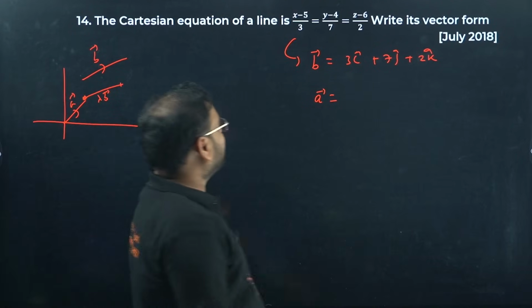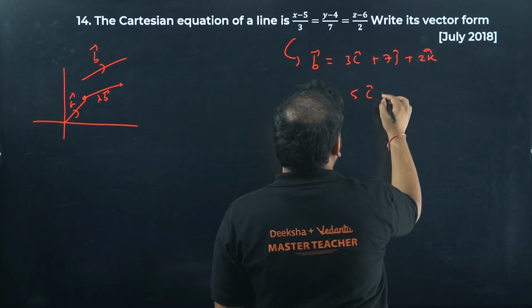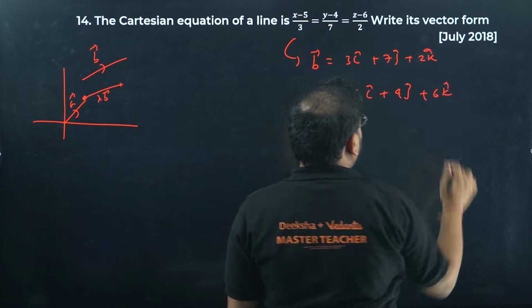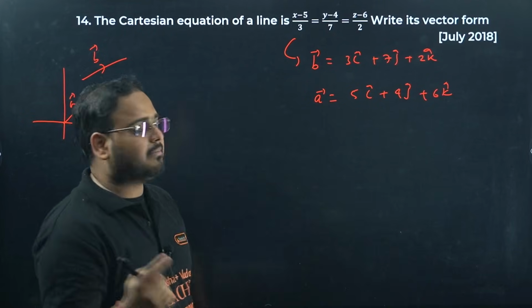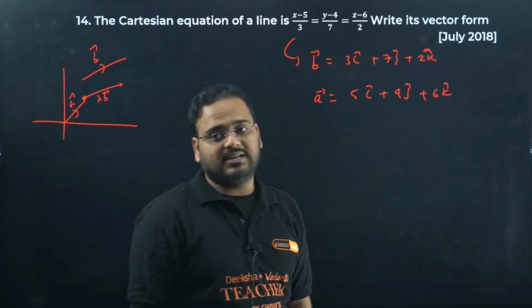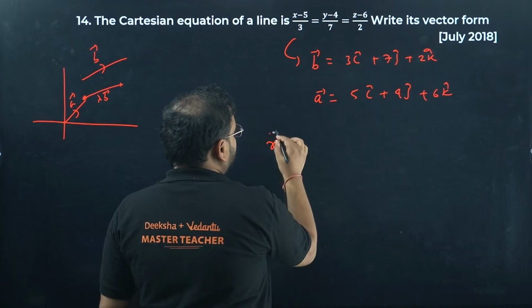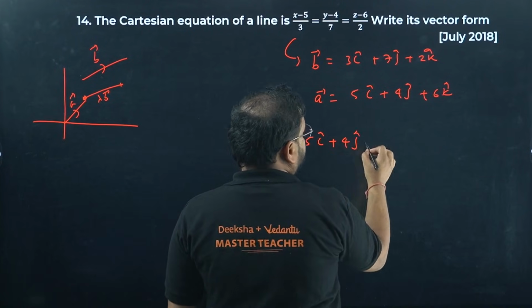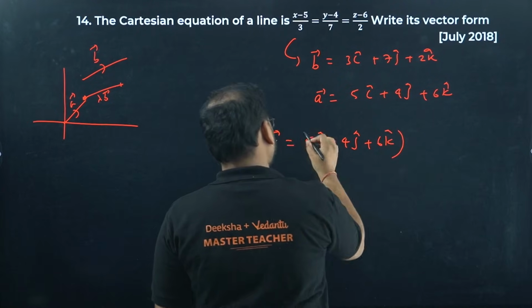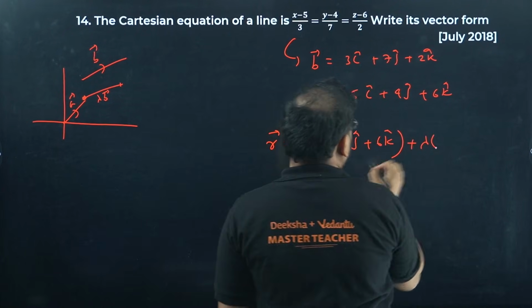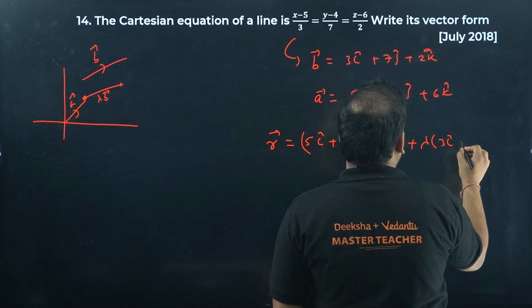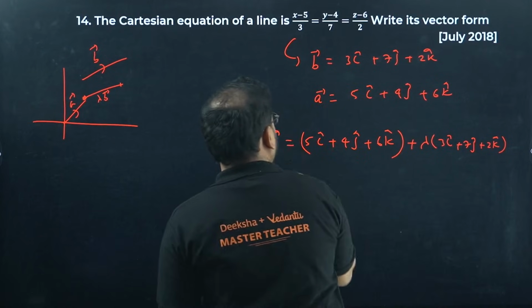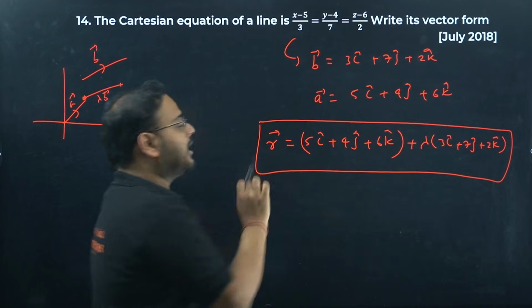Check here, vector A will be 5 i cap, 4 j cap, and 6 k cap, because the form is x minus x1, y minus y1, and z minus z1. This is x1, y1, and z1. Now the required answer in general form is: lambda times 3 i cap, 7 j cap, and 2 k cap. Sir, this is the vector form of the given equation in the Cartesian form.